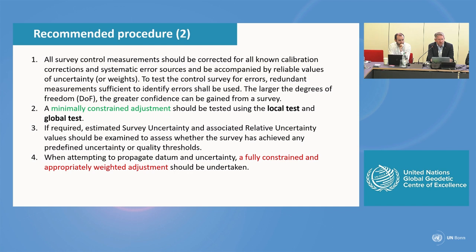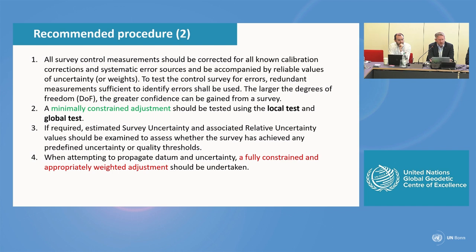And then to test the survey control for errors or redundant measurements or larger degrees of freedom, the first step that you would go through is a minimally constrained adjustment. And this is what's known as a local test or a global test that you can do on that adjustment to try and identify whether or not the measurements that you have and the uncertainties that you've provided are actually meaningful, or is it showing you that there is some issue with the data that you're trying to feed into it. So if required, this estimated survey uncertainty and the relative uncertainty values need to be examined to assess whether or not the survey has any predefined uncertainty or quality thresholds associated with it.